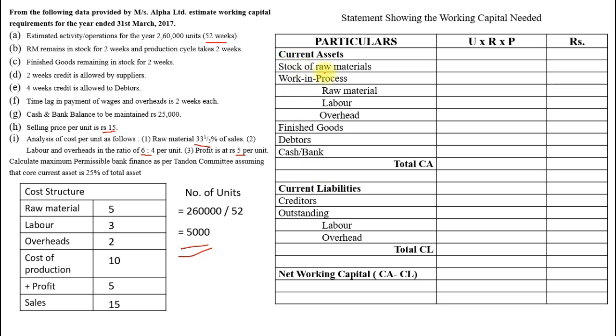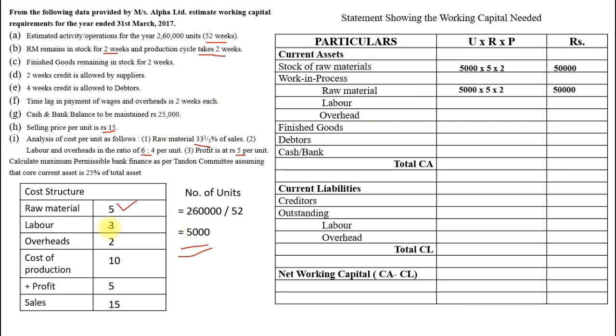Under current assets, number one is stock. So stock of raw material, number of units is 5,000, rate of raw material is 5, and raw material remains in stock for 2 weeks. So it will be 5,000 into 5 into 2, that is unit into rate into period, which comes to 50,000. Now again, under WIP we have raw material. Units will be 5,000, rate will be 5, and given the production cycle takes 2 weeks, that is WIP. So 5,000 into 5 into 2 comes to 50,000.